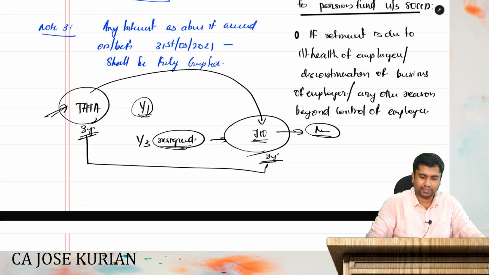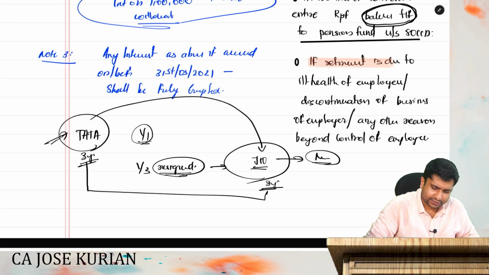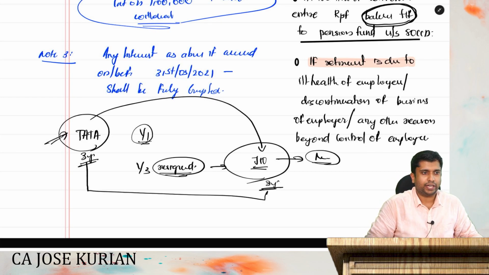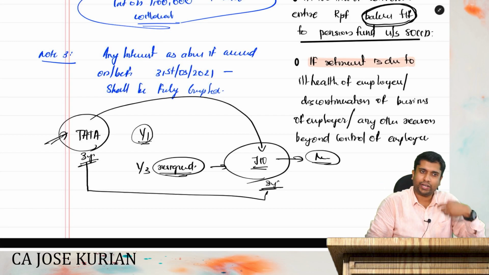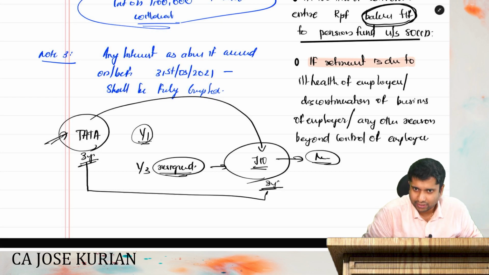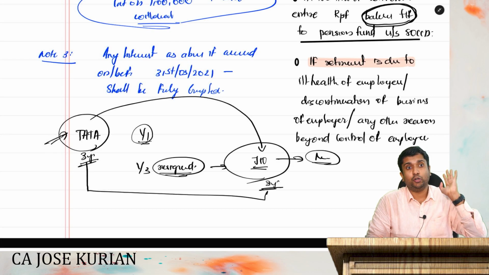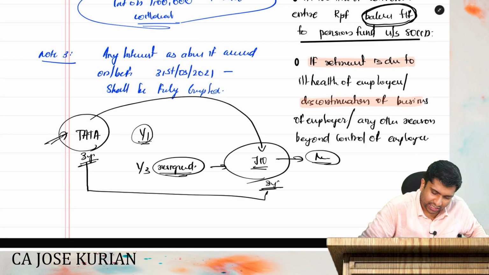Alright, what do you mean by this? Listen friends, if retirement is, say, on third year, my health got bad, I got an accident, I cannot work anymore, so I retired and withdrew the amount. There is no taxability. Are you all with me? So on third or second or first year, if I am withdrawing the amount due to my ill health, there is no taxability. Or due to discontinuation of business of employer.